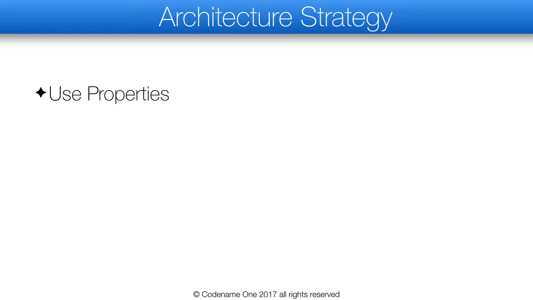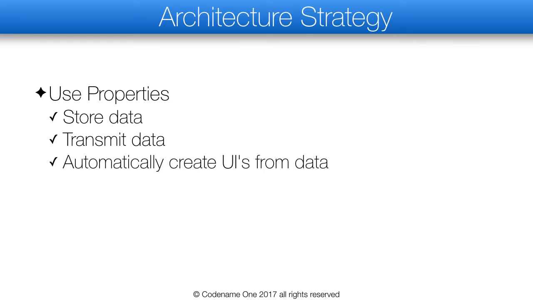Supporting orientation, tablets, etc. requires a flexible architecture. Furthermore, Facebook is filled with data to a ridiculous extent. There's so much information about every attribute. We can support that volume of data with properties. Properties allow us to store data, transmit data, and automatically create UIs from data. This is tremendous for a tool such as a Facebook clone. We can eliminate a lot of the grind of UI database parsing overhead by leveraging properties.